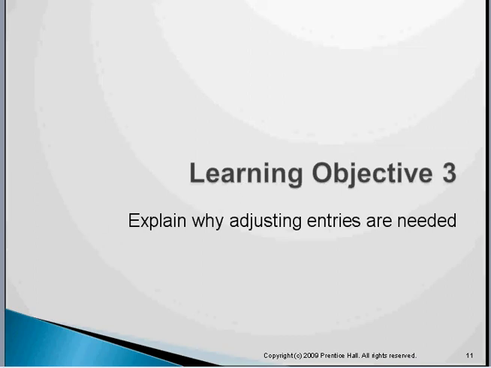Chapter 3's third objective is to explain why we need to make adjusting entries. Back in objective number 2, we talked about the time period concept, whereby we're required to adjust the accounts at the end of the period. We adjust these accounts to recognize the fact that time has elapsed and the balances may have changed due to time or usage.